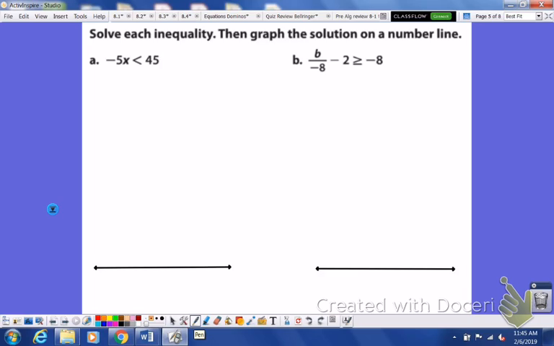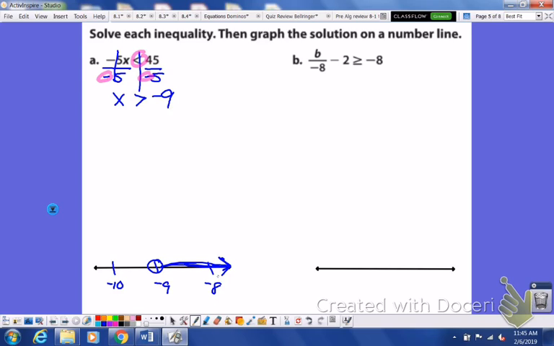So -5x is less than 45. With it being multiplied, we want to divide both sides by -5. That's 1x. 45 divided by -5 gives us -9. But because we divided by that negative, you have to flip your inequality. So less than becomes greater than. Graph it on the number line. We've got -10, -9, -8. Greater than, so open circle, to the right.